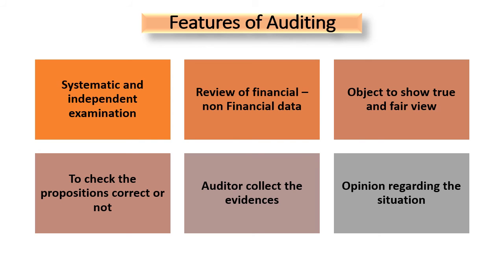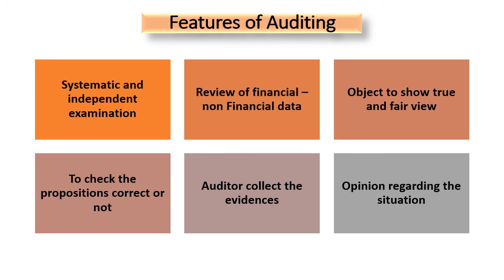He can collect the evidences from factories, from head offices, any branch offices, from any employee, any director, any officer of the company, and he can collect all types of evidences for his successful audit work. Then the next is opinion regarding the situation. That means there can be any situation, any review conducted by the auditor. He has to present such review or opinion in his audit report and also notify this to the client.